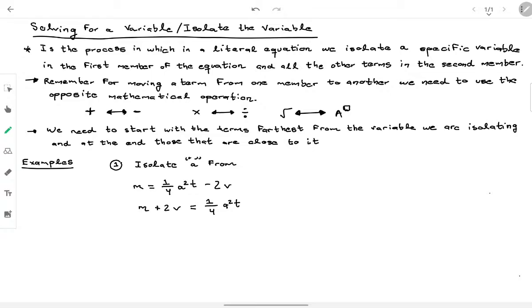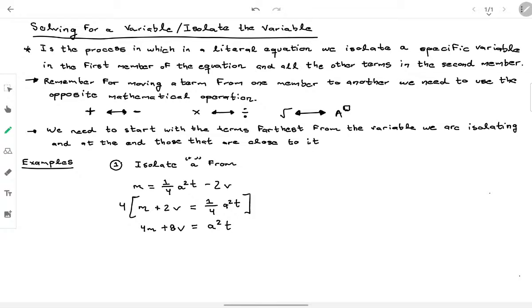After that, we can remember a little bit about linear equations that are fractionary. If we have a fraction, and we don't want to work with fractions, we can multiply the whole equation by the least common multiple, in this case 4, in order to make it a whole equation with no fraction. So it's going to be 4m plus 8b. The other term is going to be 4 divided by 4, which is 1. So it's going to be a squared t.